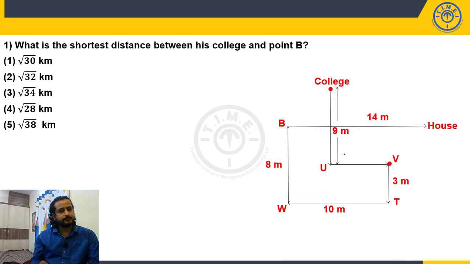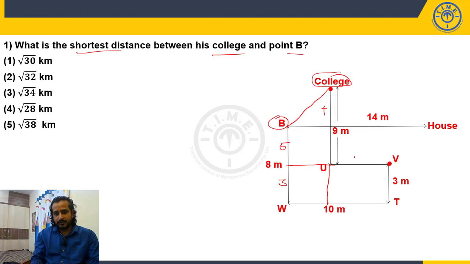Now the same diagram. What is the shortest distance between college and point B? So the college is here, point B is here. So they are asking the distance between these two points, the shortest distance. You know very clearly, right? So it is 3, so it is total 8. So this will be 5 and this will be 4. And the UV distance is 6, so this will be 6 and the remaining will be 4. So here also it will be 4, here also it will be 4.